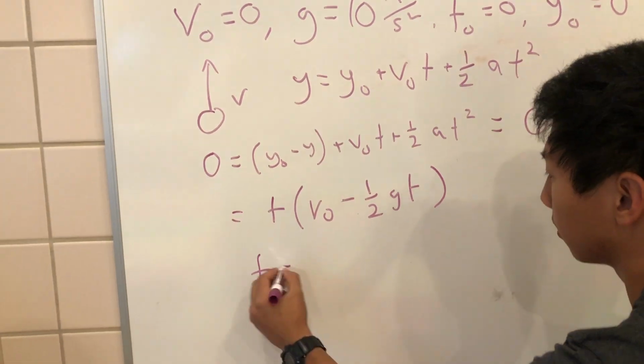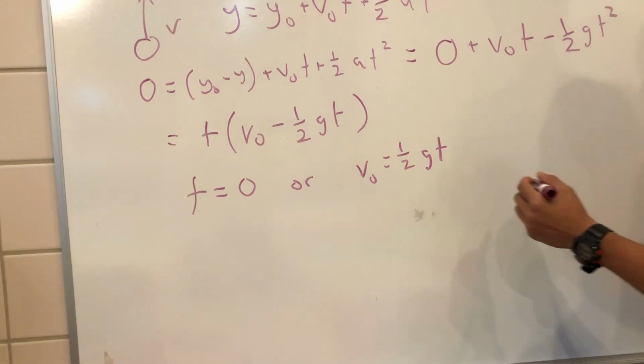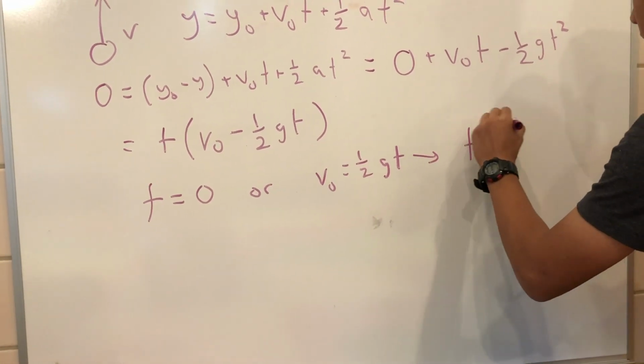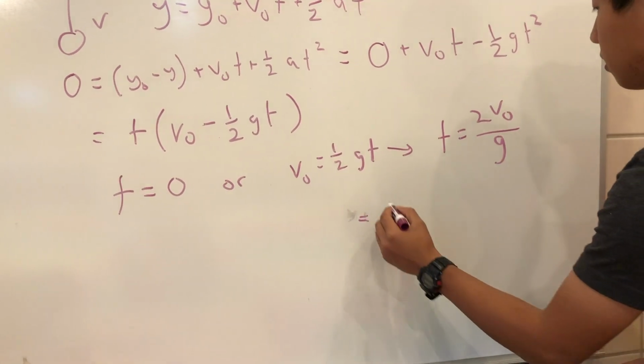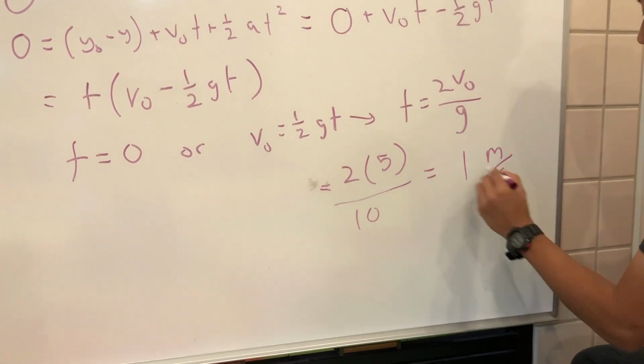The two roots of this quadratic are t equals 0 and t equals negative 2v over a. To find the time at which the ball returns into your hand, plug in v and a. The answer comes out to be exactly 1 meter per second.